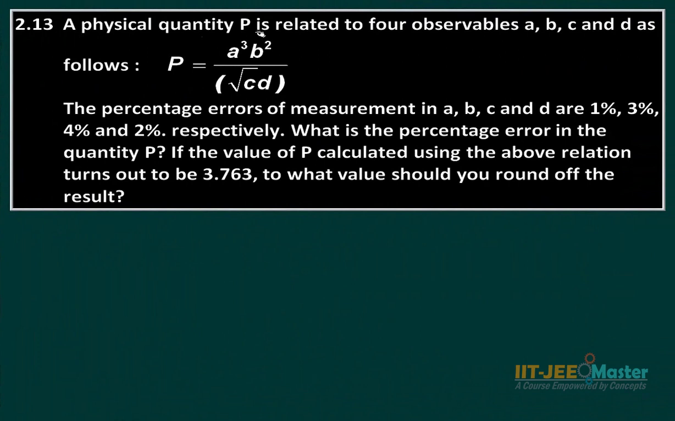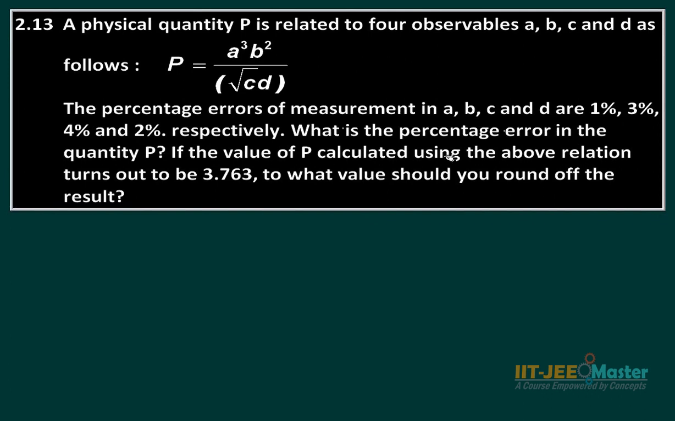A physical quantity P is related to 4 observables A, B, C and D as follows. P is equal to A cube B square upon under root of C into D. The percentage errors in the measurement of A, B, C and D are 1%, 3%, 4%, 2% respectively. What is the percentage error in the quantity P?